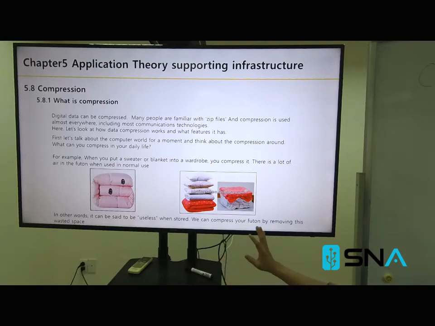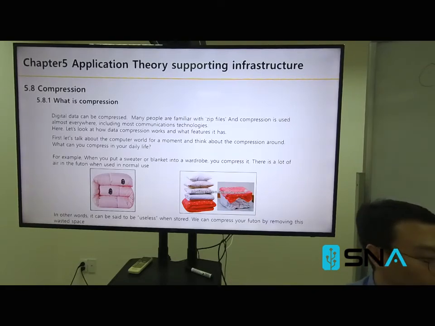Let's look at how data compression works and what features it has. First, let's talk about the computer world for a moment and think about compression around us. What can you compress in your daily life?